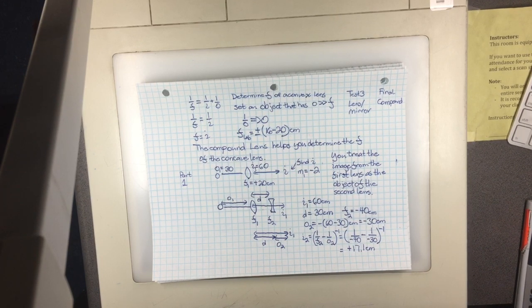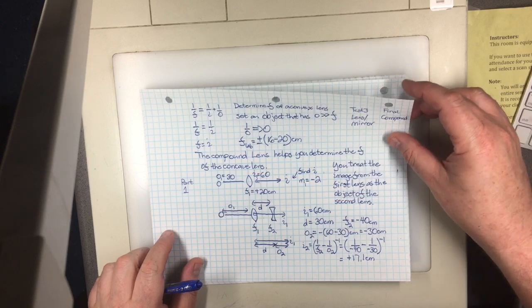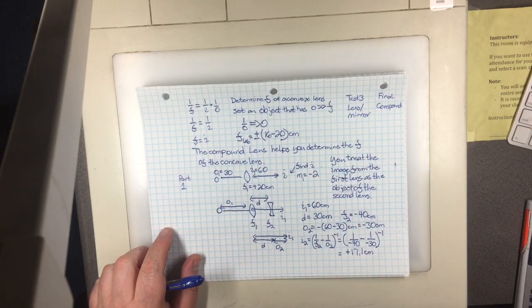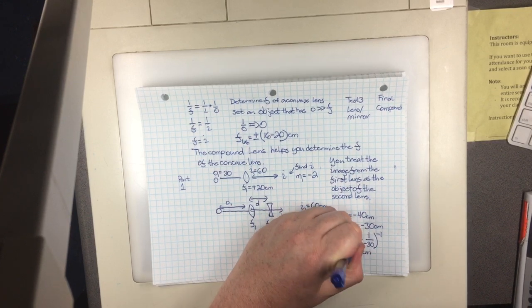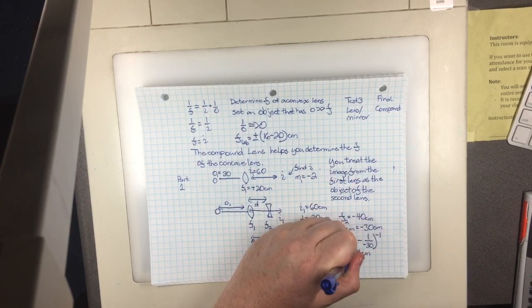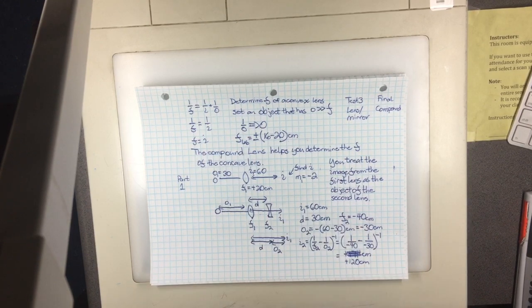So to draw this out a little bit more. Oh, hold on, I didn't take the negative sign. Oh, excellent. Okay. 120 centimeters.